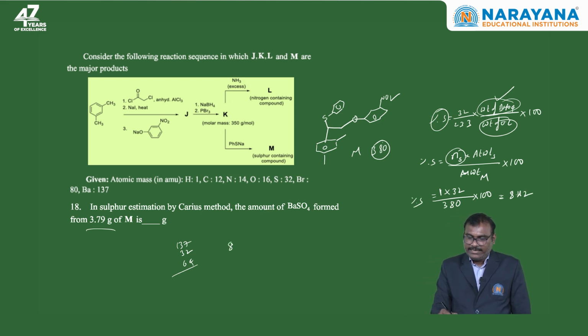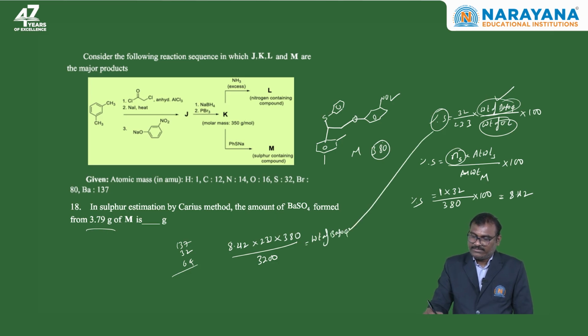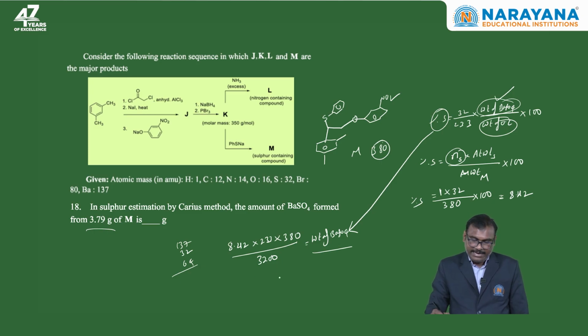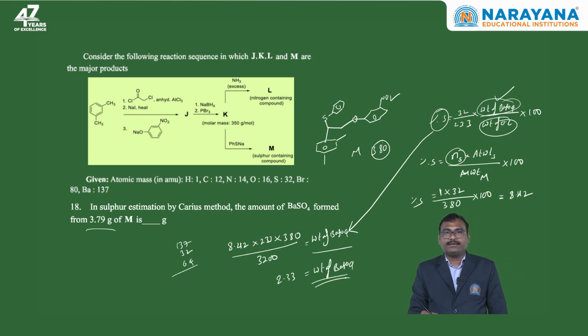After substituting 8.42 into 233 into molecular weight of the compound 380 by 3200, that is equal to the weight of barium sulfate. From this, I have just substituted the percentage of sulfur there. Got the point? Then the weight of barium sulfate, I got 2.33. I think here also a range will be mentioned mostly, because there may be some calculation error in handwritten work. So the answer is 2.33.